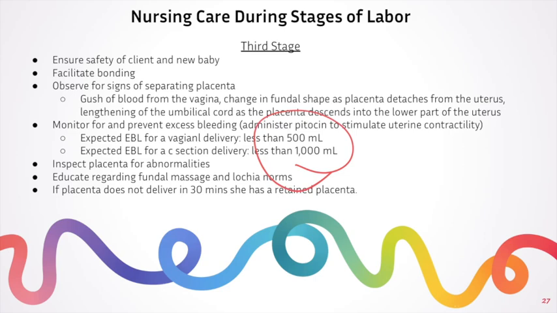Once the placenta is out, make sure we inspect it for any kind of abnormalities. Make sure that all the lobes of the placenta are there. If there's any remnants of the placenta or the membranes left inside her body, it will lead to a postpartum hemorrhage. So you want to make sure that everything is there.